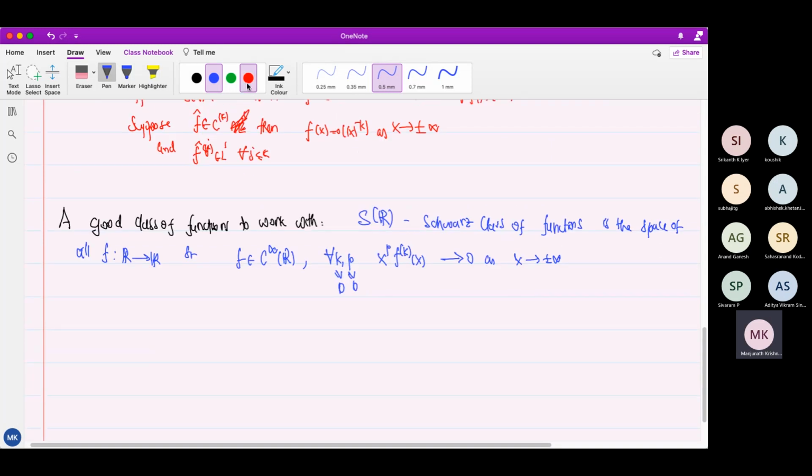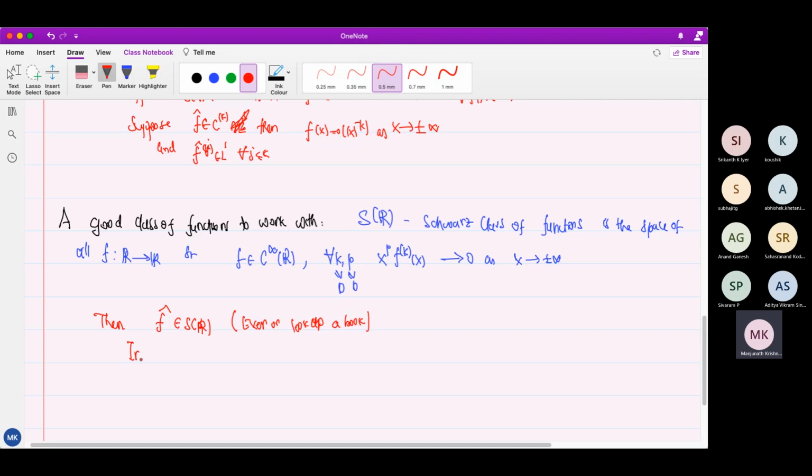Then it is easy to see, not hard, then f hat also is in the Schwartz class actually. Because f decays fast, f hat will be infinitely differentiable. And because f has all this smoothness, f hat derivatives will also decay. So I will just leave it as an exercise or lookup. We will not be using these functions much.